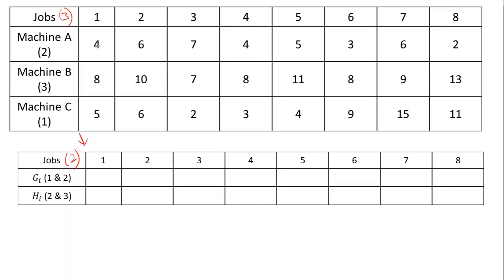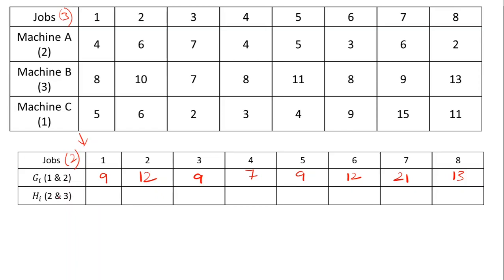So job 1 is 4 plus 5, which is 9. Then we have 6 plus 6, which is 12. Then we have 7 plus 2, which is 9. Then we have 4 plus 3, which is 7. Then we have 5 plus 4, 9. 3 plus 9, which is 12. 6 plus 15, which is 21, and finally 2 plus 11, which is 13. So now we have first found out what is the time for all the jobs for mission GI.